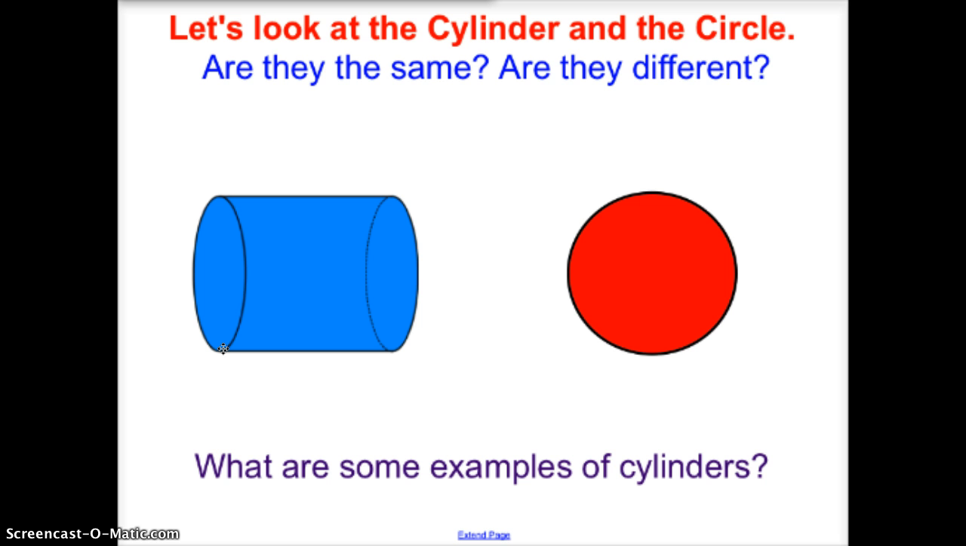Some of you might be thinking of a jar, or you might be thinking of a pop can that you can drink. Those are all examples of cylinders. Whereas a circle is just a two-dimensional flat shape, a cylinder is kind of like a circle that you can grab.